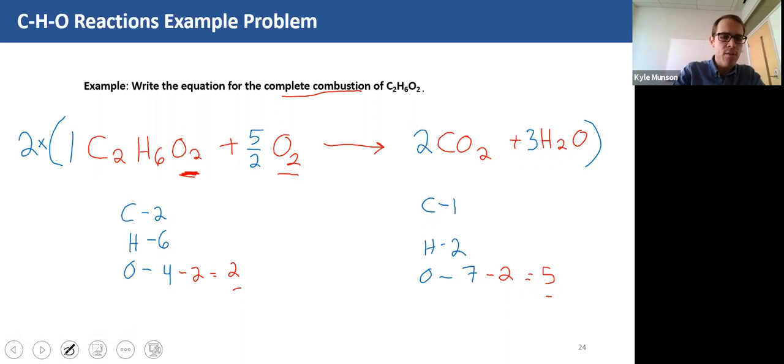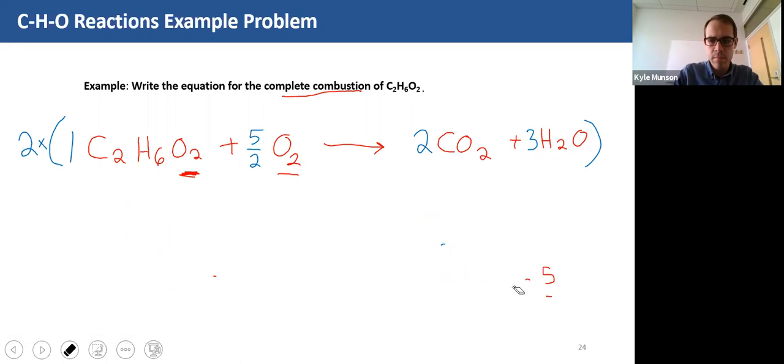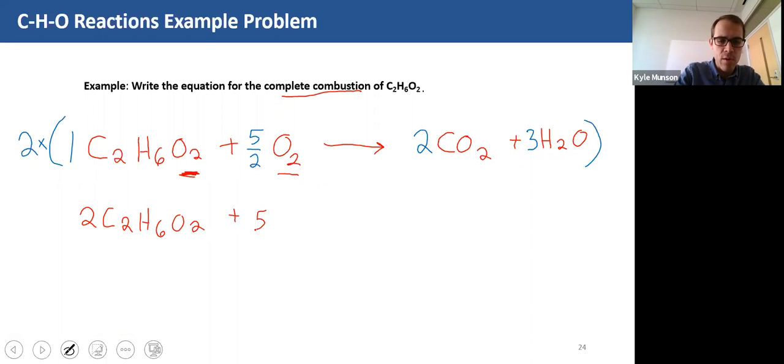Okay, so when I do that, I'm just going to erase all of these guys down here, and we're going to recount in a second. All right, so that's why I felt like I could erase that. We're going to get 2C2H6O2 plus 5O2 gives me 4CO2 plus 6H2O. Okay.